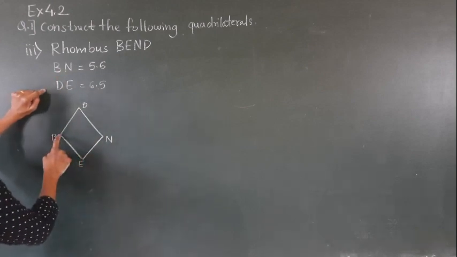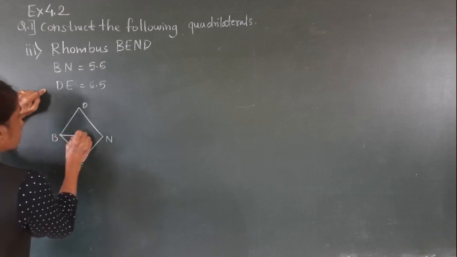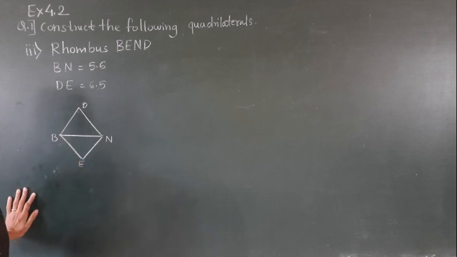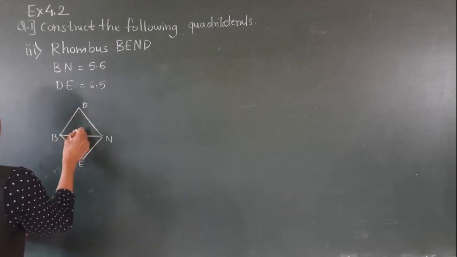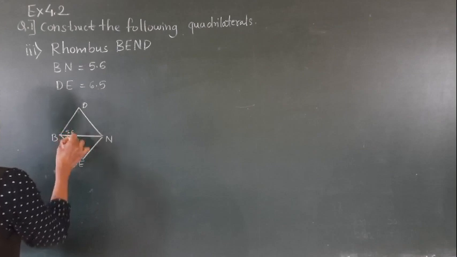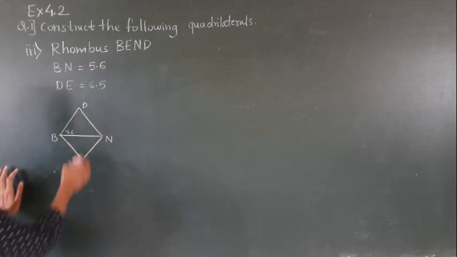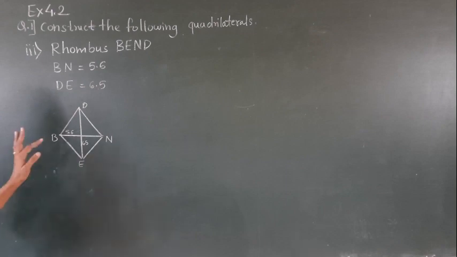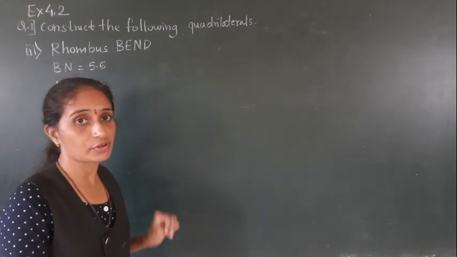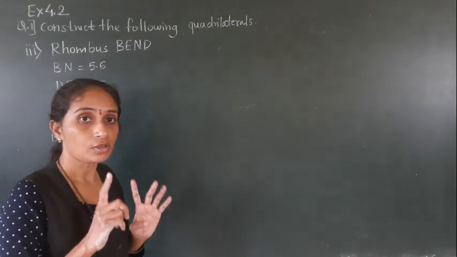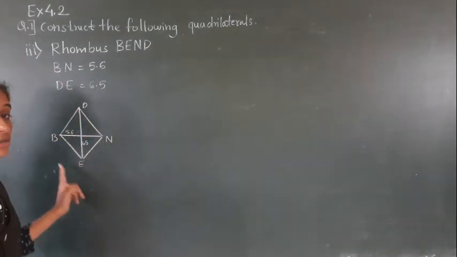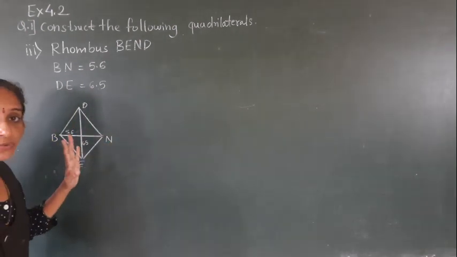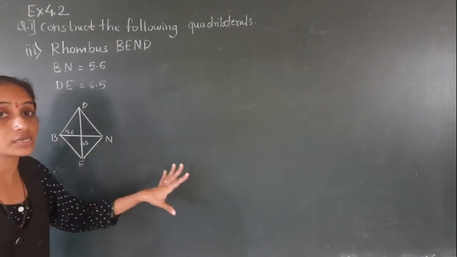Now BN, how much is it? BN is a diagonal. It is given 5.6. And DE, this diagonal, is given 6.5. Okay. Which construction is it? Diagonals of a rhombus are given and we have to construct the rhombus. The sides are not given. Sides of a rhombus are equal. Diagonals are given and we have to construct this rhombus.